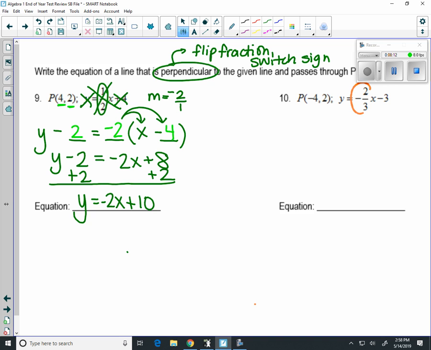Okay, same work on number 10. Here is the slope of my original line. The slope of my new line is going to have a flipped fraction, so 2/3 is going to change into 3/2, and it was negative. My new slope is going to be positive. Flip the fraction, switch the sign. And now we're done with that equation. Don't let it distract you anymore.